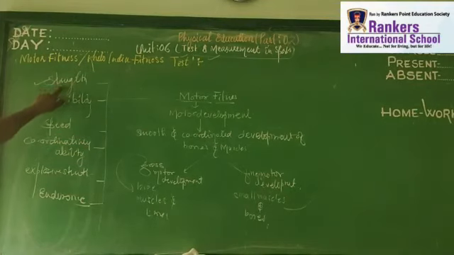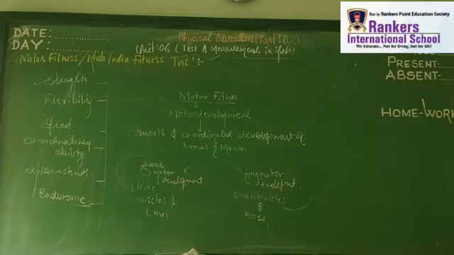Strength is the ability to overcome resistance. Flexibility is the ability of our bones to move in maximum range. Third is coordinative ability, which is the ability to perform movement as fast as possible. Explosive strength means doing something very frequently. Next is endurance. Endurance is the ability to overcome fatigue. Next is speed. Speed is the ability to perform movement as fast as possible.